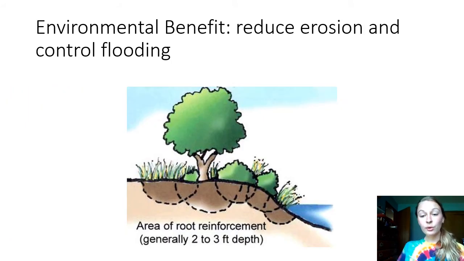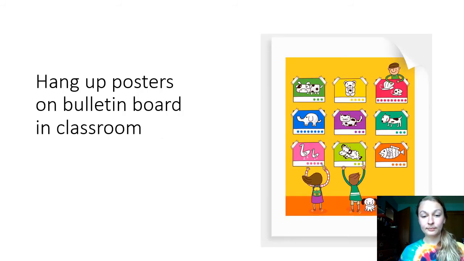Trees also, their roots help stabilize the soil that is beneath them, and so that can reduce erosion. So erosion is when the soil is not stable and it can be blown away, or water can carry it away from where it's supposed to be. And they also can help control flooding by containing the waters and slowing down the flow of water.